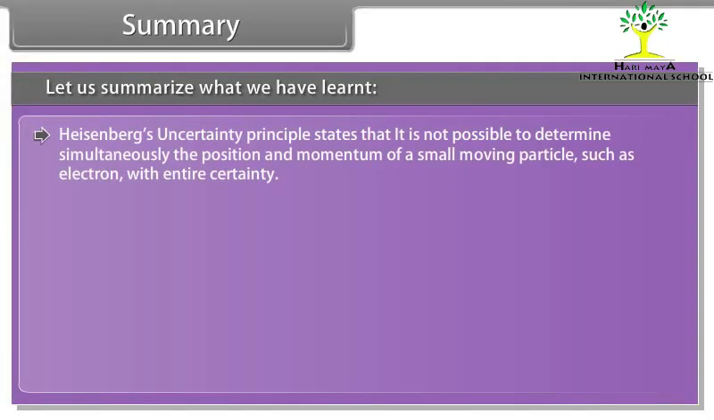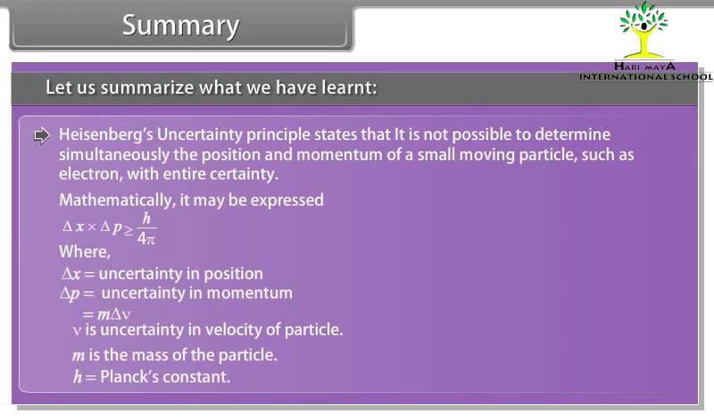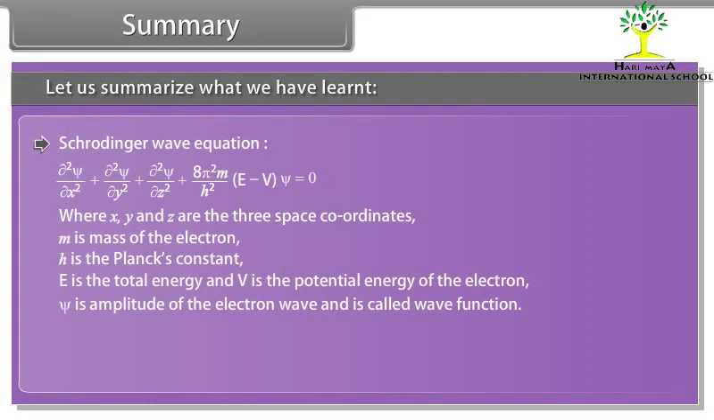Heisenberg's uncertainty principle states that it is not possible to determine simultaneously the position and momentum of a small moving particle, such as an electron, with entire certainty. Mathematically, it may be expressed as below. Schrodinger wave equation, where x, y and z are the 3 space coordinates, m is the mass of the electron, h is Planck's constant, E is the total energy and V is the potential energy of the electron. Psi is the amplitude of the electron wave and is called the wave function.